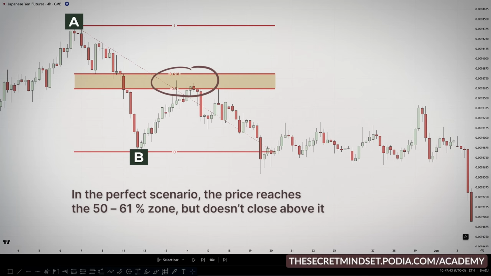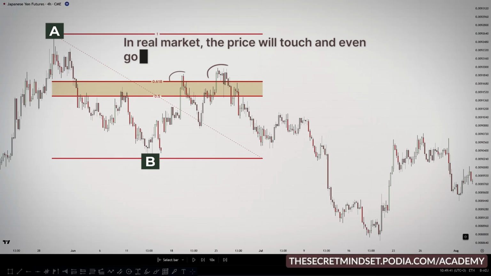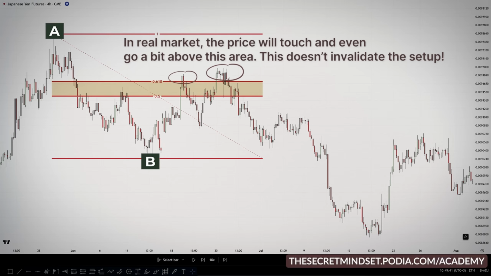The key is to see if the price can break and close above the 61% level. In the perfect scenario, the price reaches the zone, but doesn't close above it, and this could be a signal that the downtrend is ready to continue. In the real market, the price will touch and even go a bit above this area, but this doesn't invalidate the setup, so it's okay if the price goes above the 61 line. Once it returns below it, that's a good sign for our strategy.